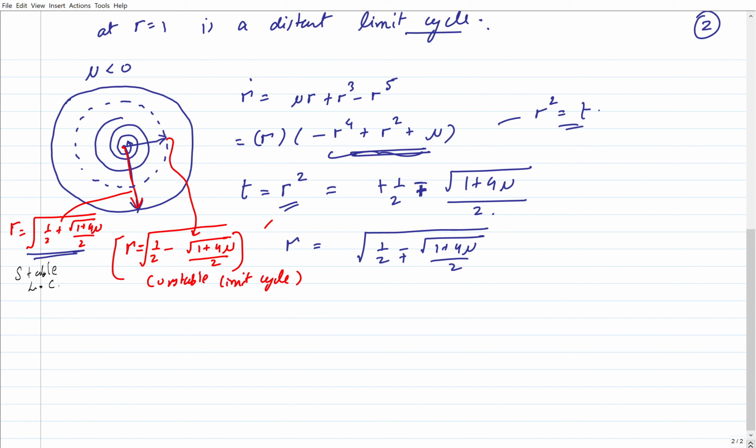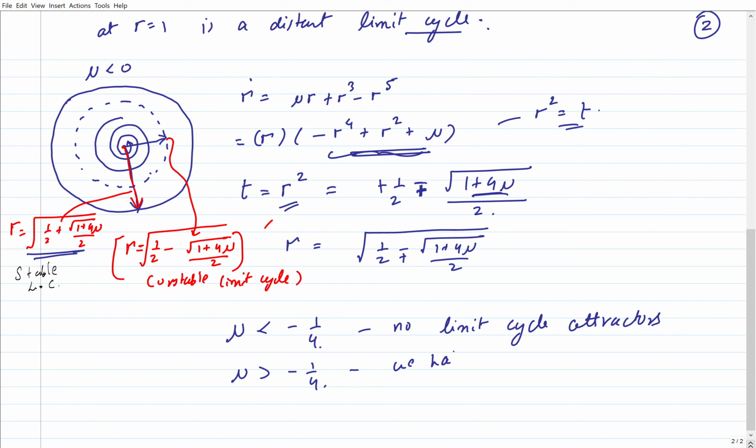As you can see, for the parameter mu less than minus 1 by 4, these become imaginary, so there are no limit cycle attractors. I only have this fixed point. For mu greater than minus 1 by 4, I immediately have these two attractors appearing.